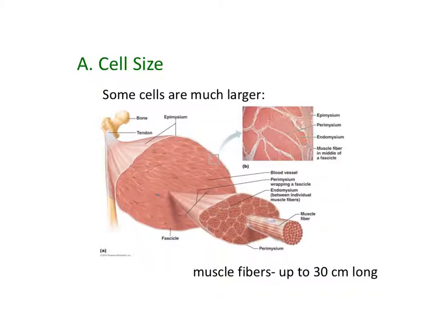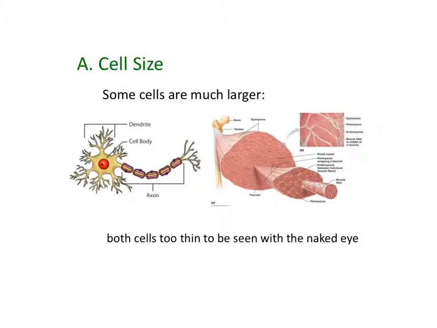Skeletal muscles can also be much longer. Muscle fibers in your thigh, running from basically your hip to your knee, can be up to 30 centimeters long. But it's important to remember that even though these cells are very long, they are very, very thin. The cross section is still going to be on the order of 5 microns, so it's like a very thin thread, and you can't see them without using a microscope.